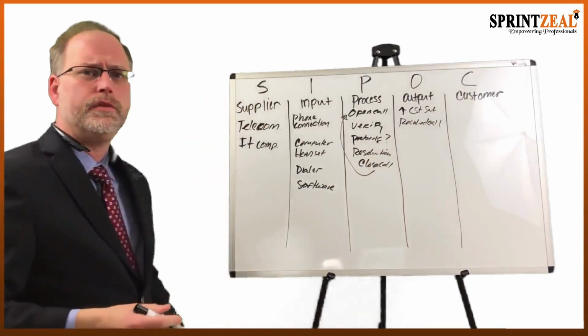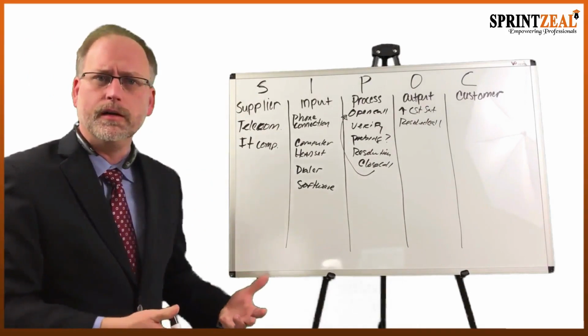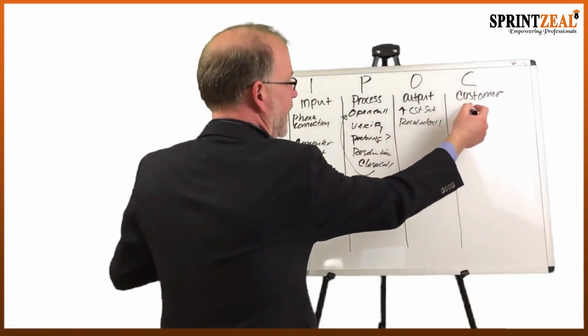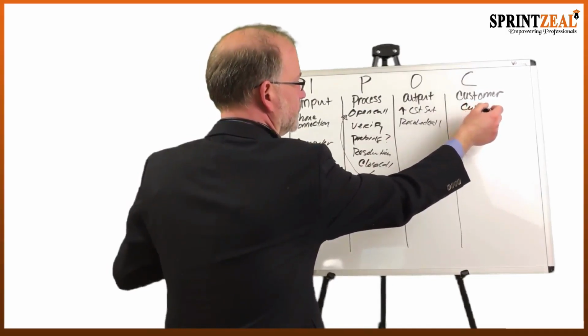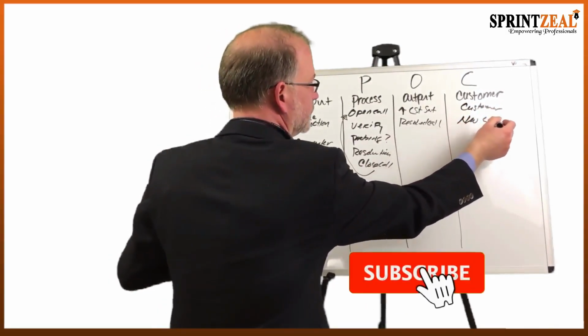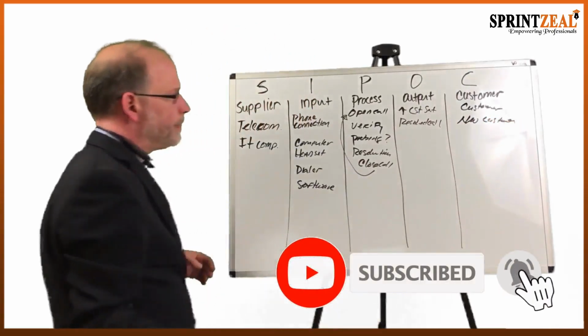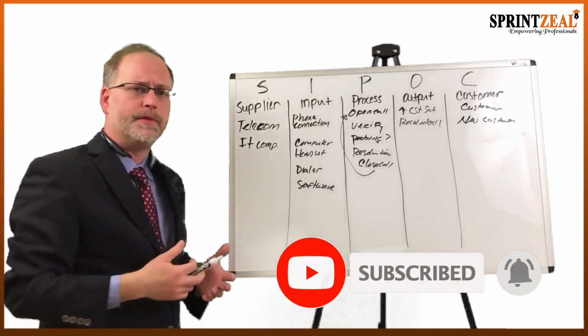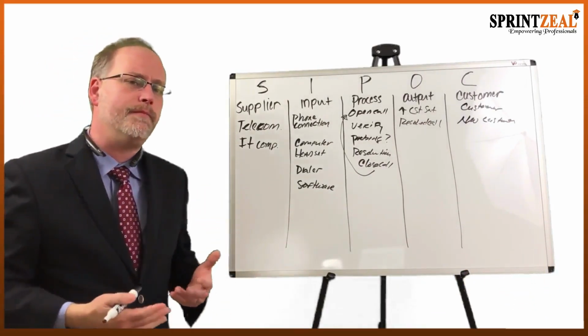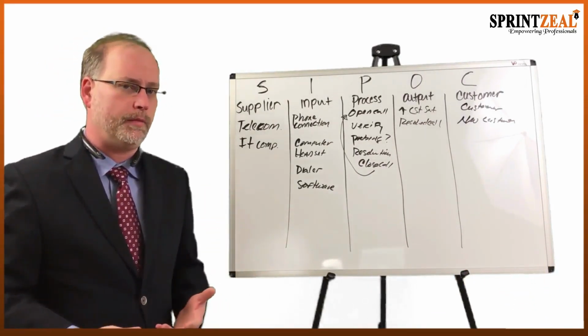Well then, who eats that? Who's the consumer of that output? Well, it could be the actual customer, right? Or it could be a new customer. But by being able to map out all of these items within our SIPOC, it gives us a better understanding to define our problem.